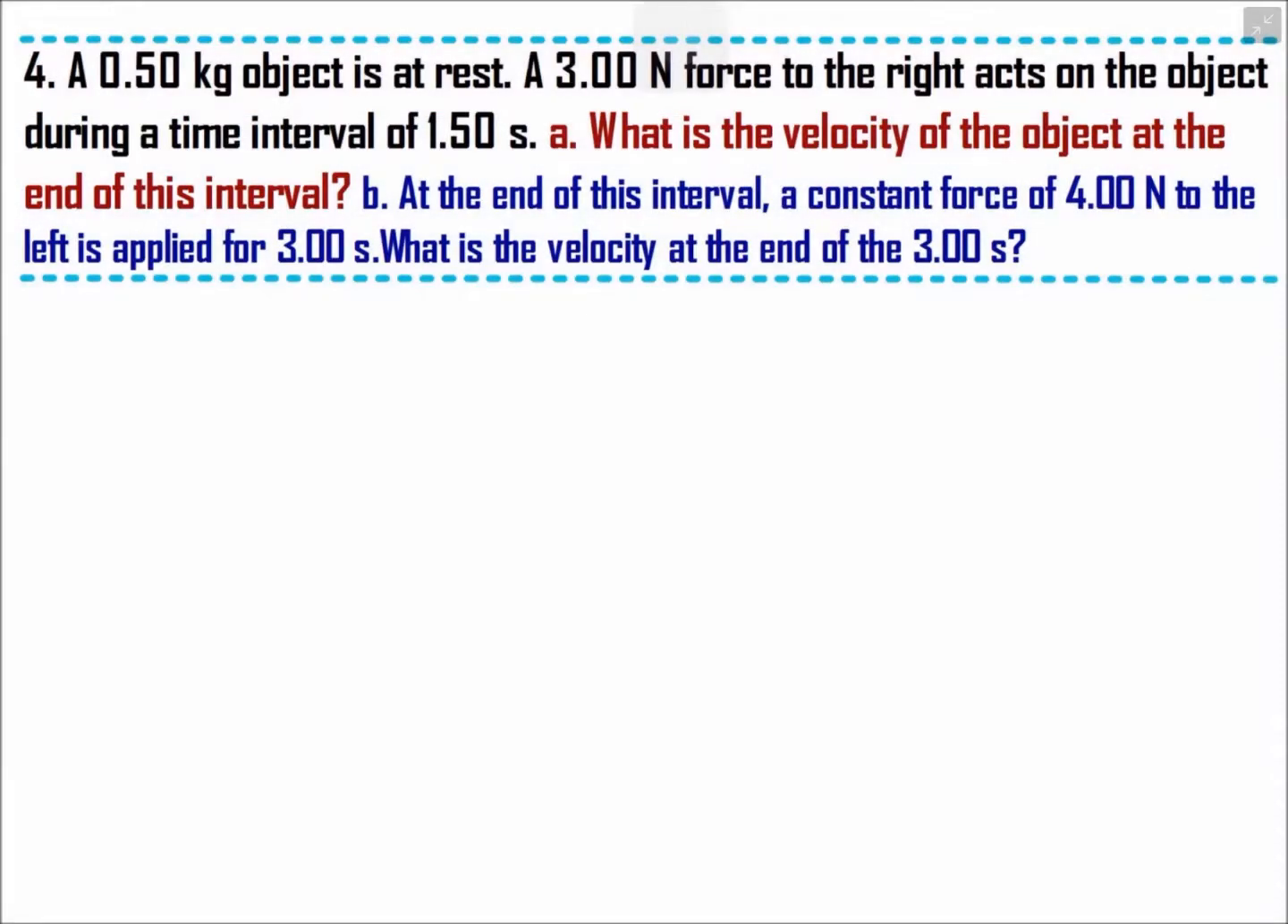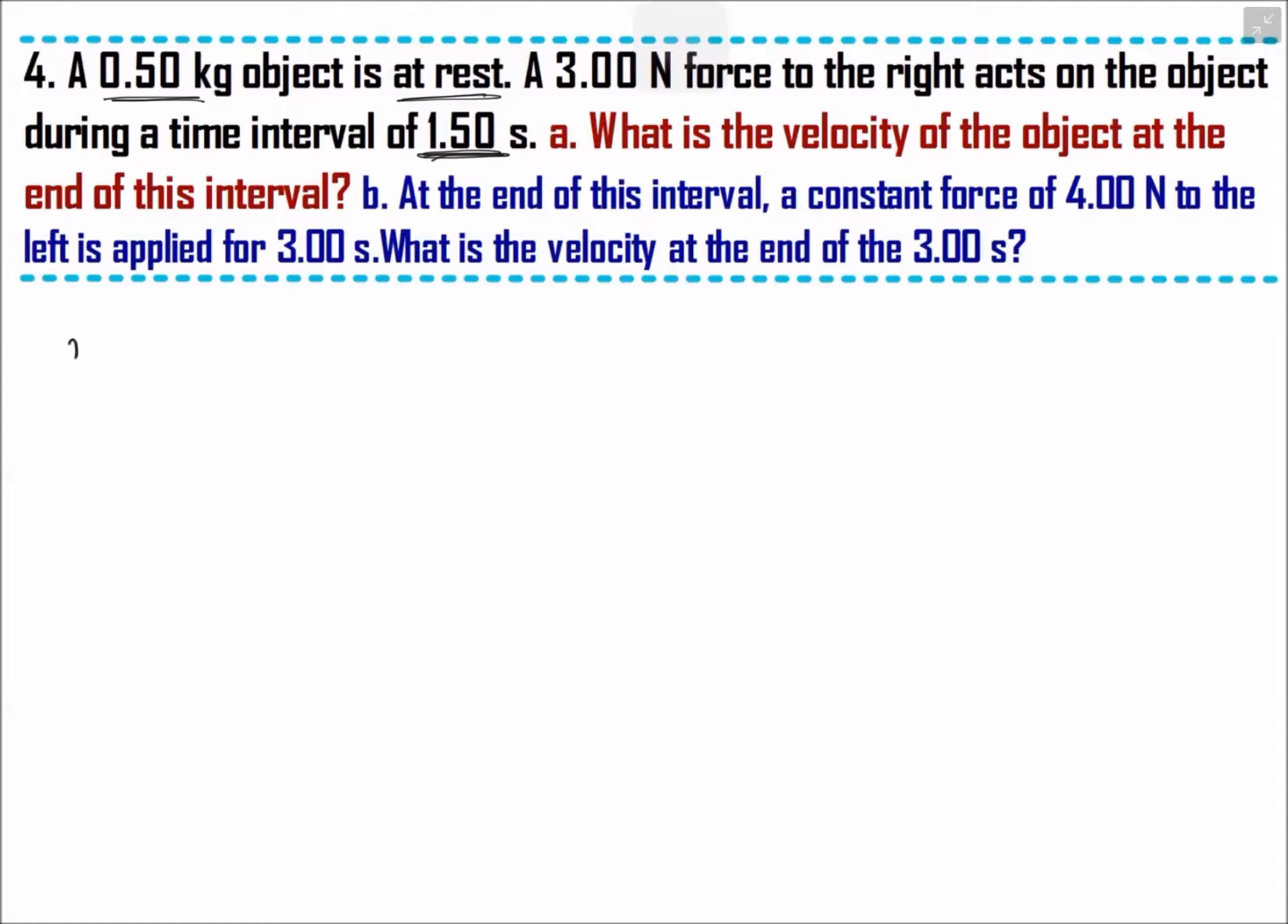Hello, welcome everyone. In this question it says a half kilogram object is at rest. Rest means 0, which means initial velocity is 0. A 3 Newton force to the right acts on the object during the time interval of 1.5 seconds. What's the velocity of the object at the end of this time interval?